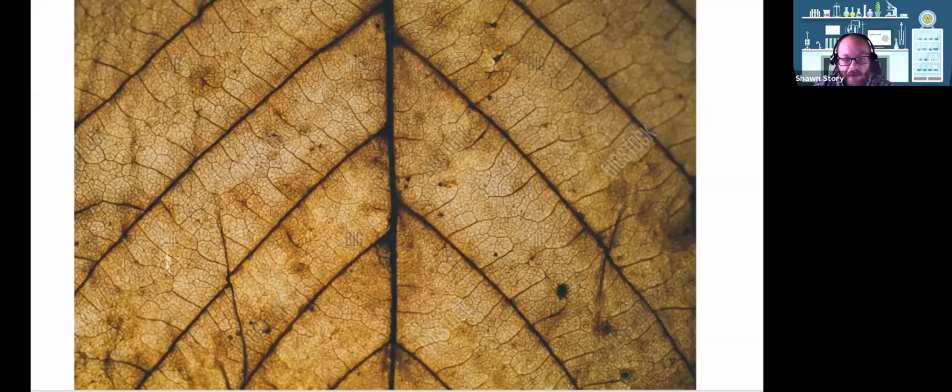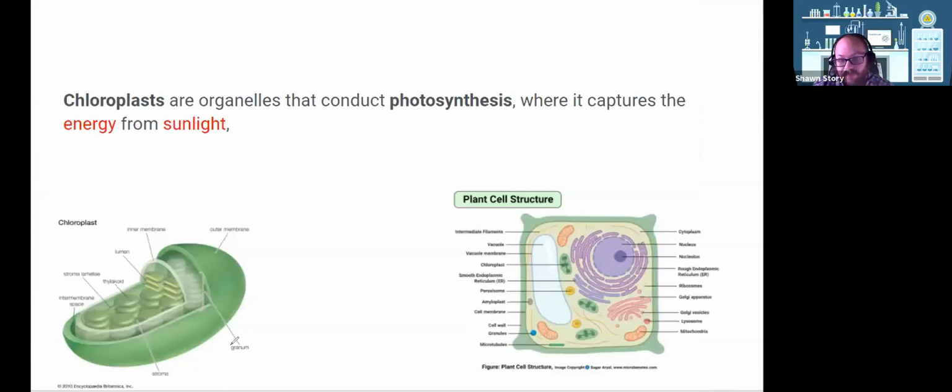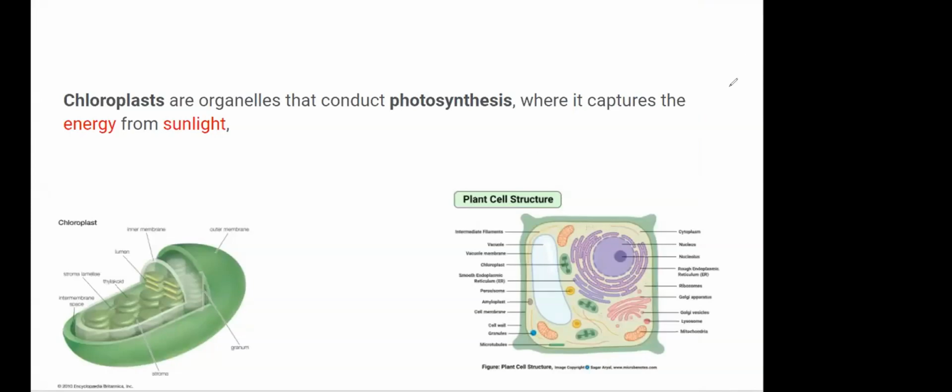Okay. Our next one is chloroplast. Who would like to read this definition? Okay, go ahead.